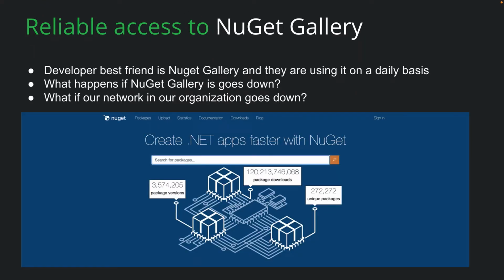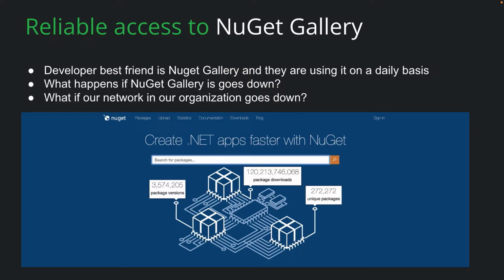So this is the first reason why we should use a binary repository manager. The second is reliable access to NuGet Gallery. As .NET developers, NuGet Gallery is an invaluable resource that you need on a regular basis. But since NuGet Gallery is a remote resource, what do you do if it goes down or if there are any issues with our network? And what happens if you are actually a build server, right? We're trying to run our build, we're having some network issues.